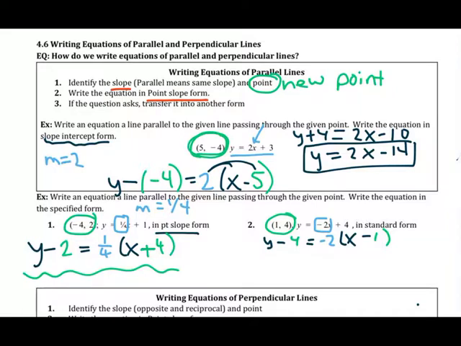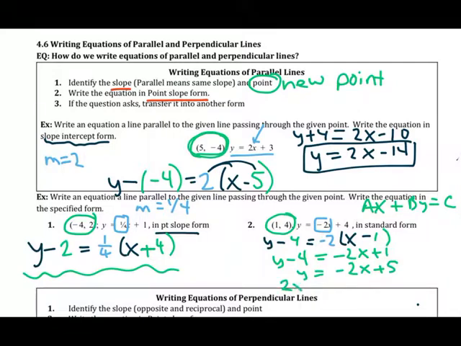This question asks us for standard form. So what we need to do next is distribute: -2x plus 1. We need to move our constant over: y equals -2x plus 5. And then we need to move our 2x over. Remember, in standard form, ax plus by equals c, so x needs to be on the other side. It needs to be positive, which it is when I add 2x to both sides, and I need to not have any fractions, which I don't.